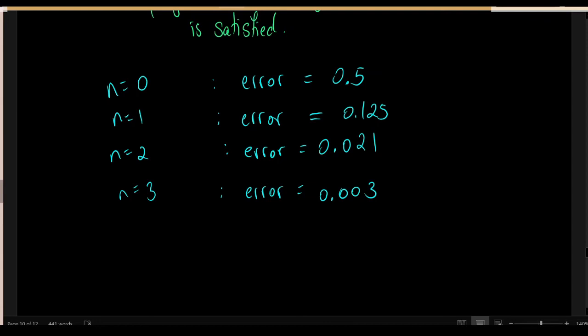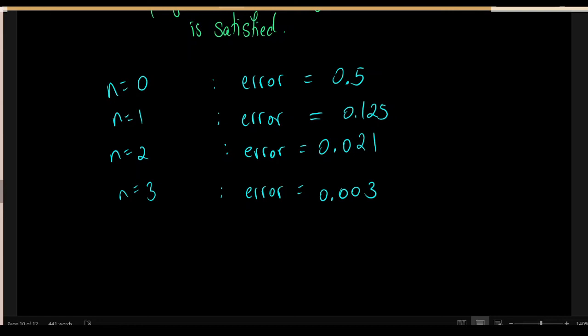So off to the side, I've gone ahead and plugged in whole number values for n, starting from 0 and increasing until my error is small enough to meet the requirements of the problem. When n was 0, I got an error of 1/2 of a unit, which is way too big. And when n is equal to 1, my error was 0.125, still too large. When n was 2, the error was 0.021, still too large.